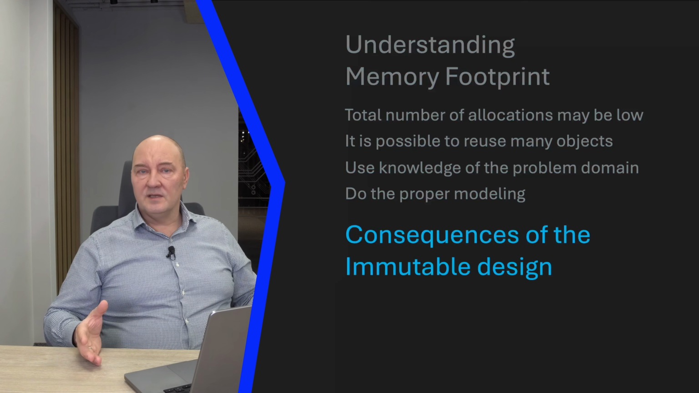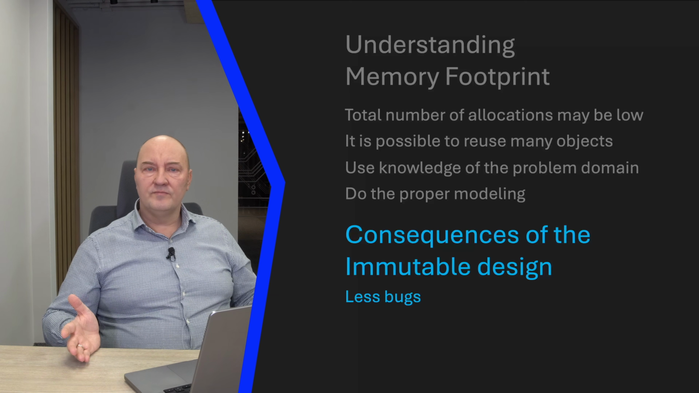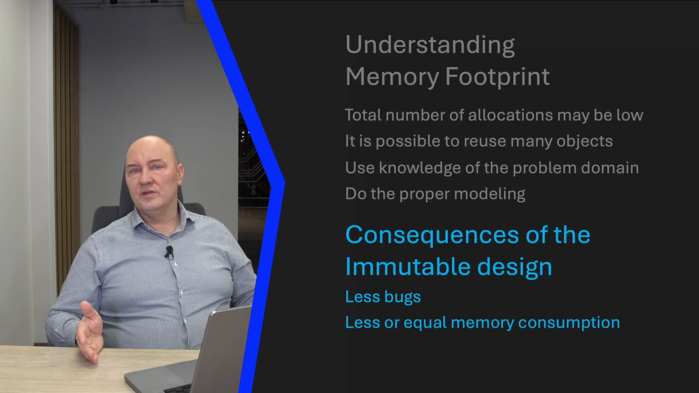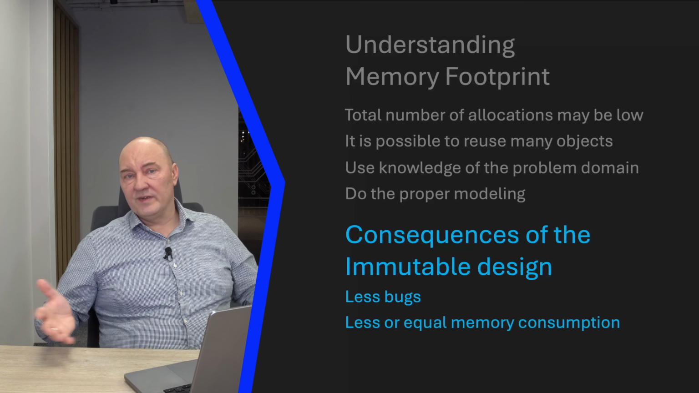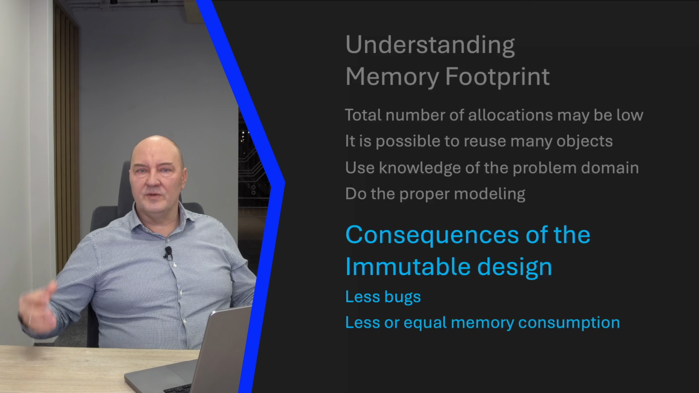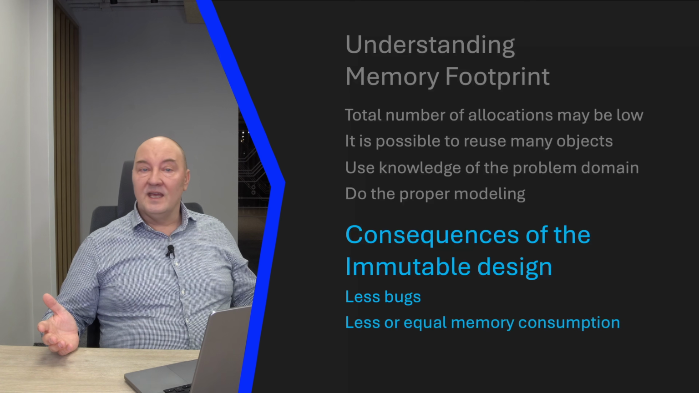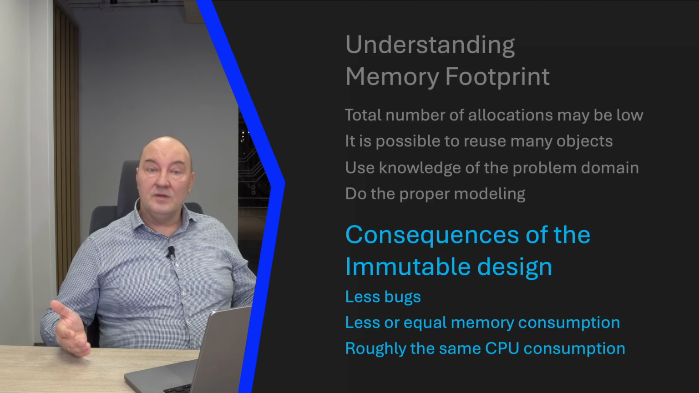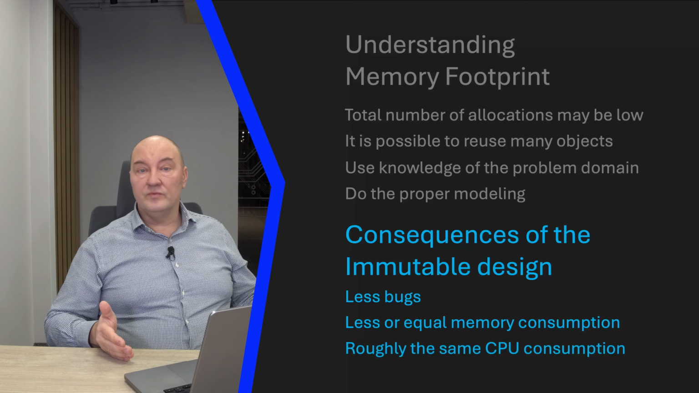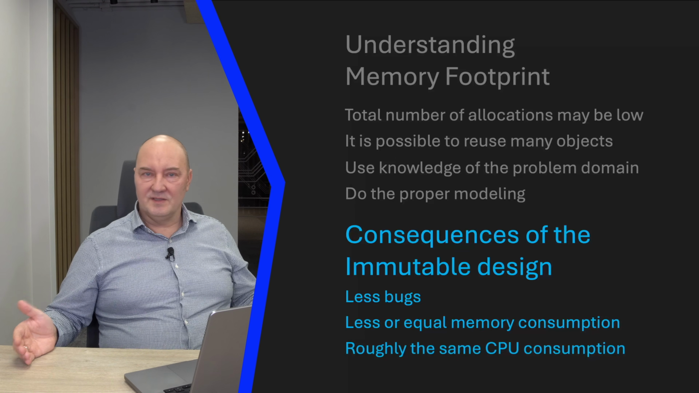The principal benefit is that you will have a much smaller number of bugs. That is a known fact. And on top of everything else, the amount of memory you will spend making all the operations you need to implement will not exceed the amount of memory used by the corresponding mutable design. By saving on memory allocations and garbage collection, you will also save a lot of CPU, so CPU consumption won't be larger or noticeably larger compared to the mutable design.